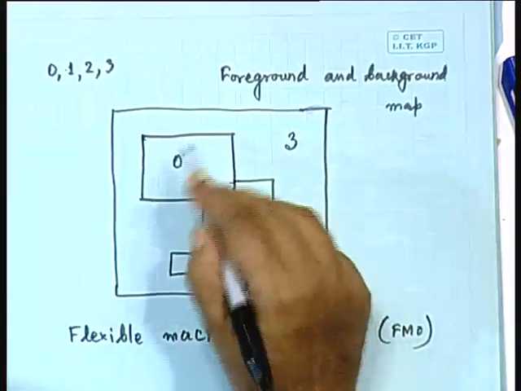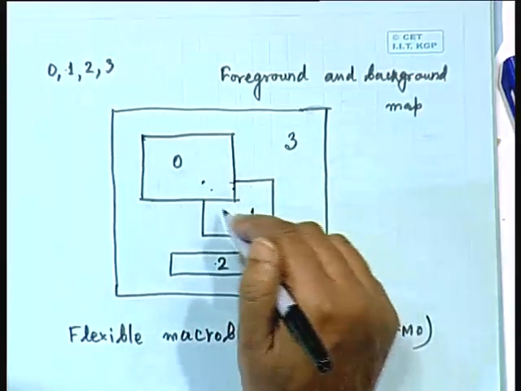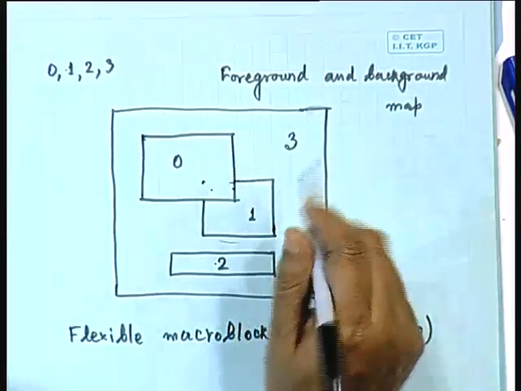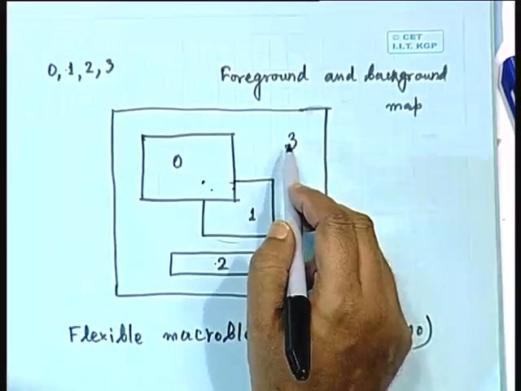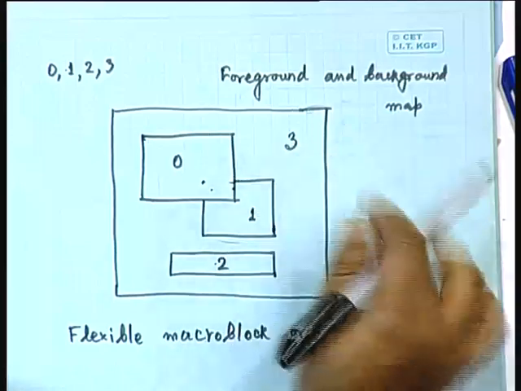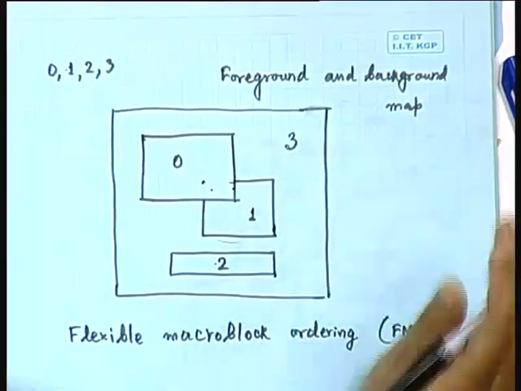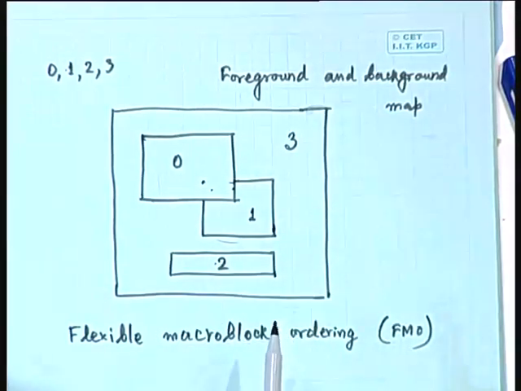Okay, the object corresponding to the area of 0 occludes the area number 1. Okay, and the remaining region forms the background. Okay, and we can have the slice group formation based on this.